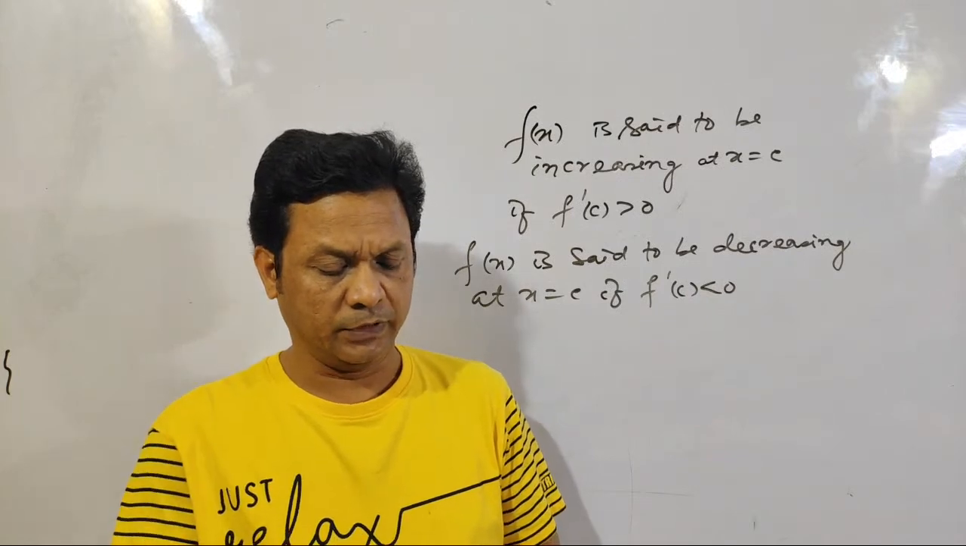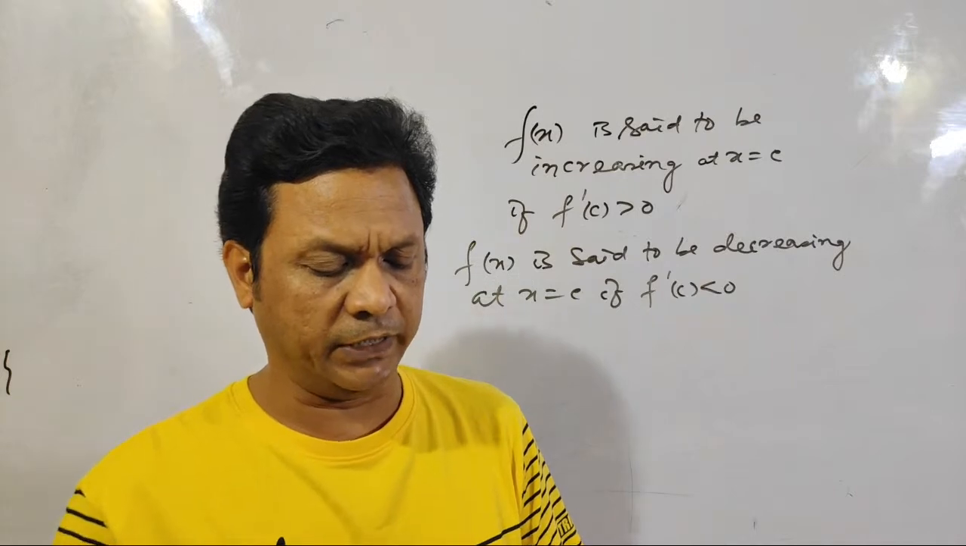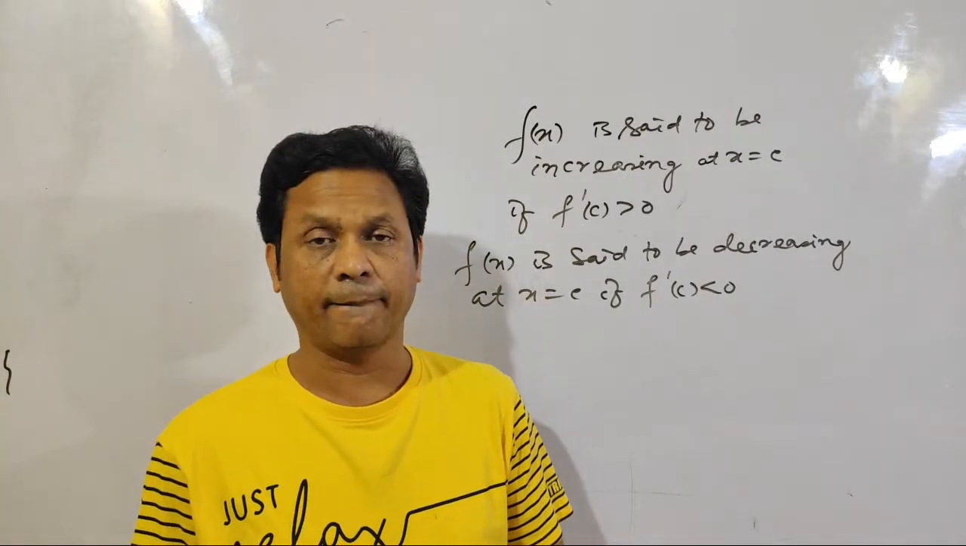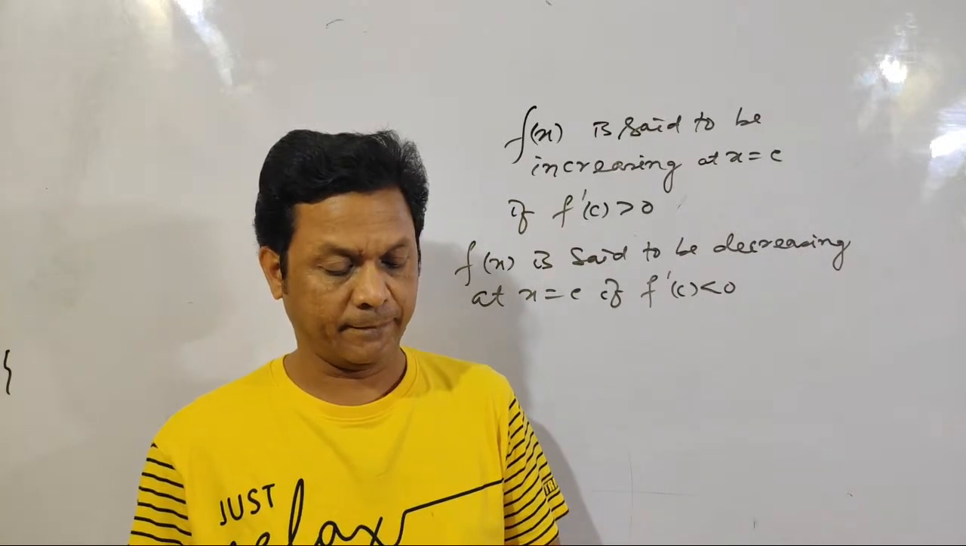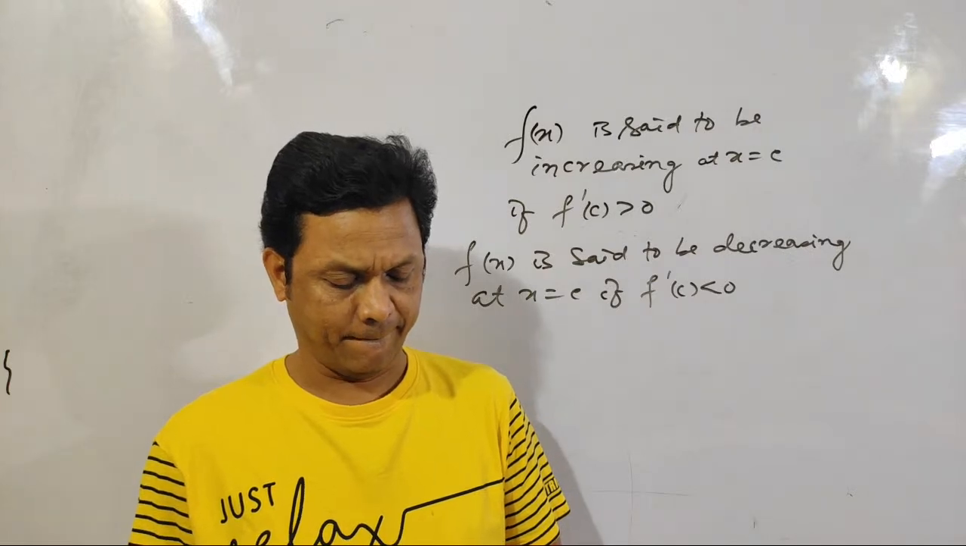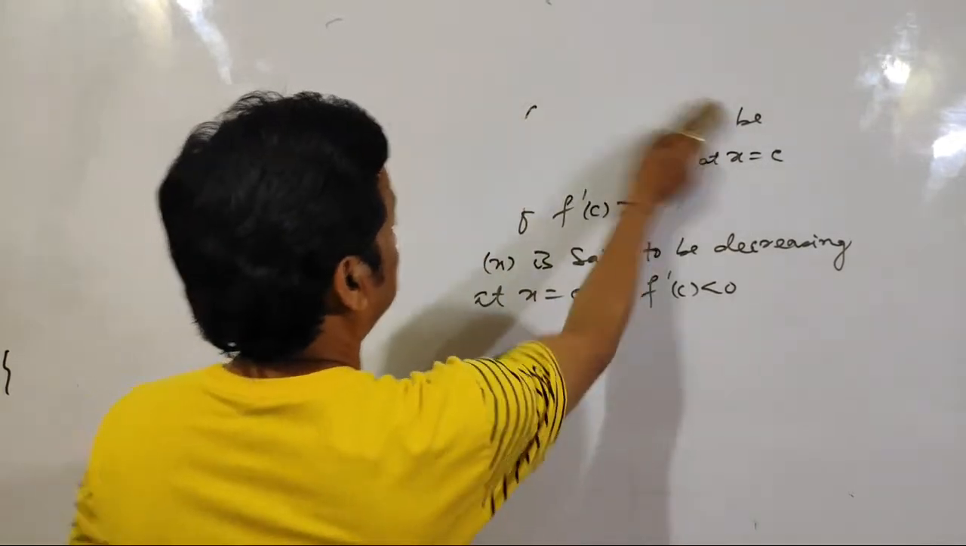A function is said to be increasing if the derivative is positive, and the function is said to be decreasing if the derivative is negative. Is that clear to you all or not? Okay, see here.